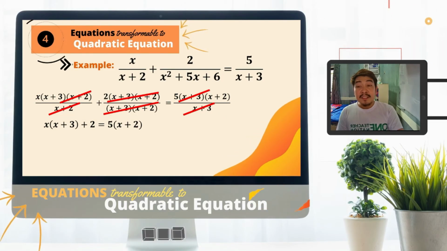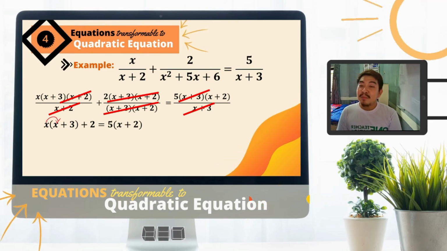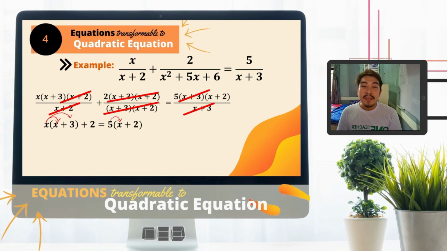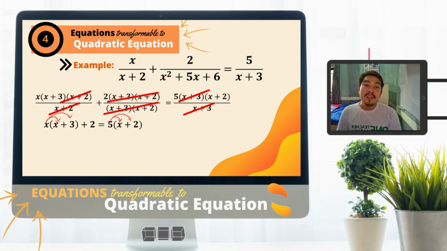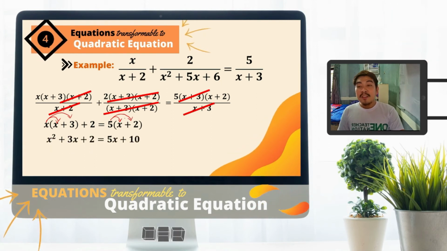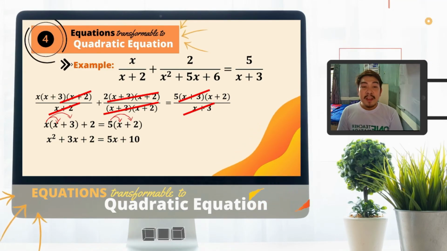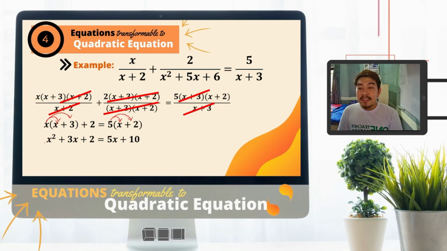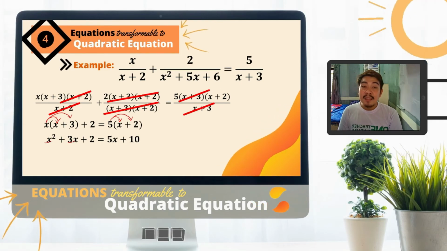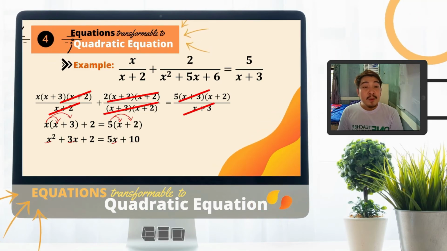So next, i-distribute lang natin, i-simplify lang natin. So this one, x times x, tapos x times x plus 3. And this one, 5 times x, and then 5 times positive 2, using distributive properties. So magkakaroon tayo ng x squared plus 3x plus 2 is equal to 5x plus 10. Saan nakuha si x squared? X times x. Saan nakuha si 3x? X times 3. Dito, saan nakuha si 5x? 5 times x.